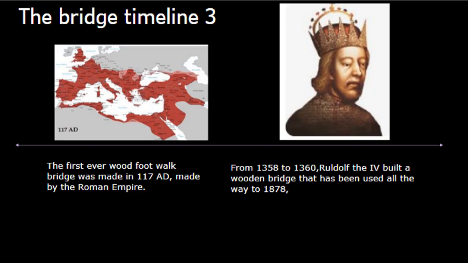The bridge timeline 3. The first ever wooden foot walk bridge was made in 117 AD by the Roman Empire. From 1350 to 1360, Rudolph the Sixth built a wooden bridge that was used all the way to 1878. Keep on going.